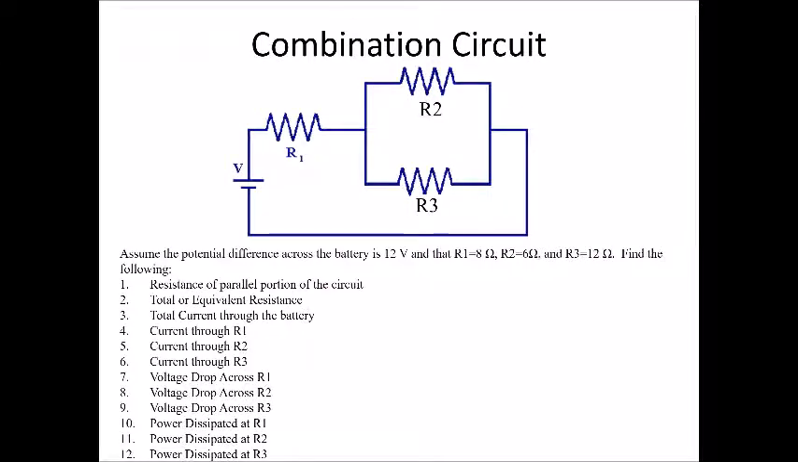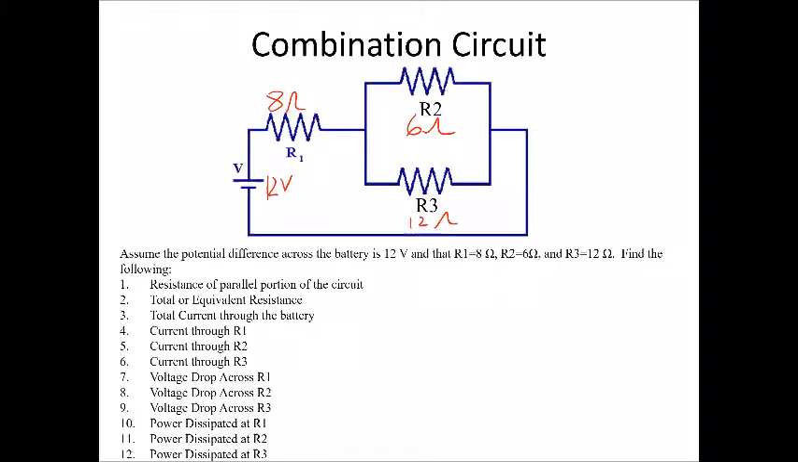All right, next we have a combination circuit. So this is sort of a series circuit and a parallel circuit merged into one. This time we have a battery voltage of 12 volts. Resistor number 1 has a resistance of 8 ohms. Resistor 2 has a resistance of 6 ohms. And resistor 3, 12 ohms.